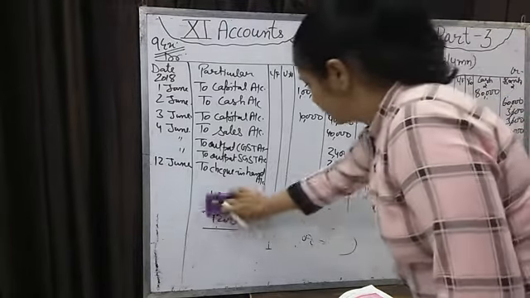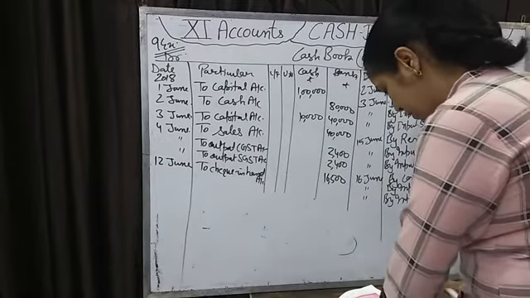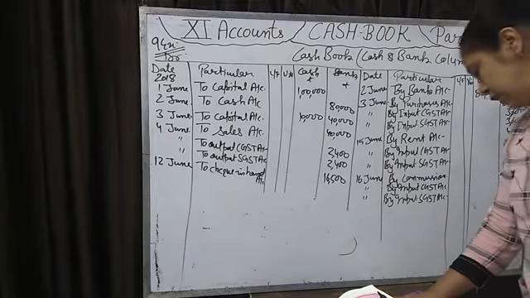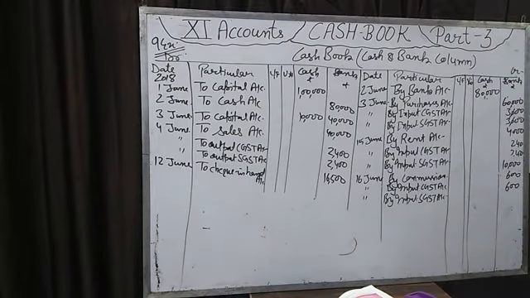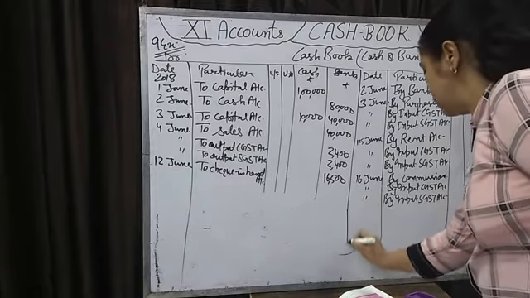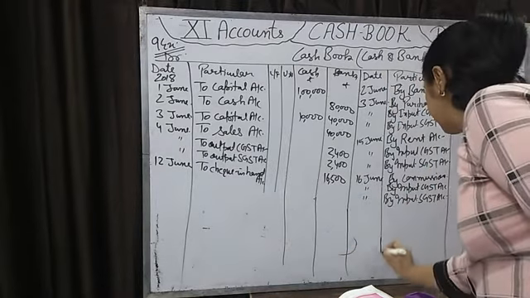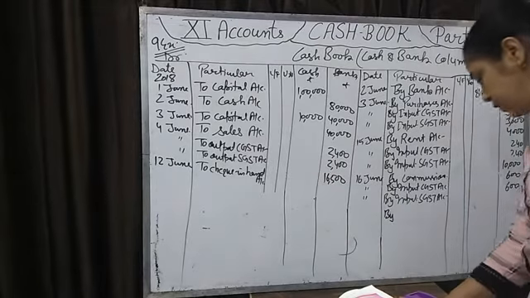Okay. Now the next transaction is on 18 June. Drew a check for personal use, 2,000. पर्सनल यूज के लिए हमने एक चेक काटा. Then our bank balance will decrease by how much amount? 2,000.